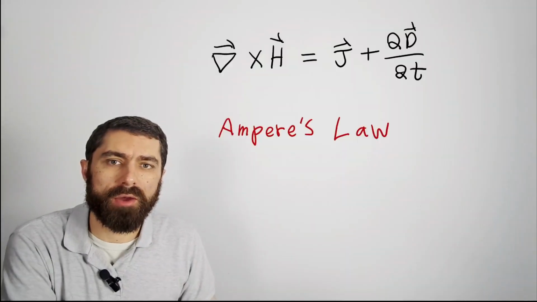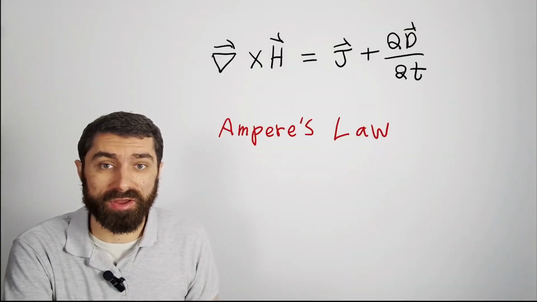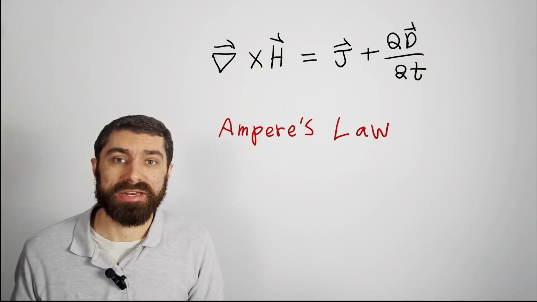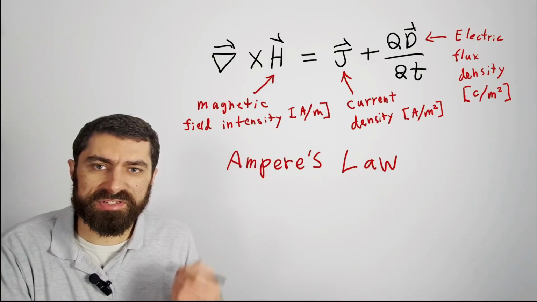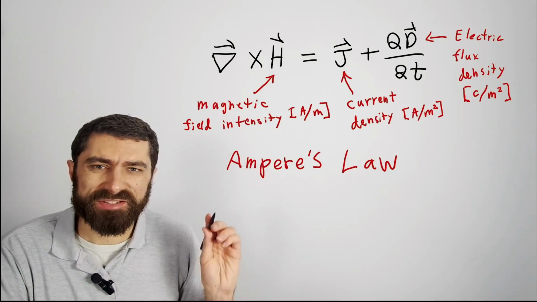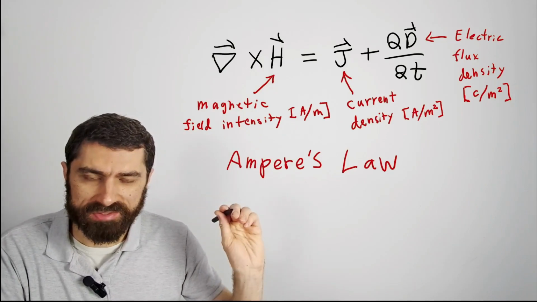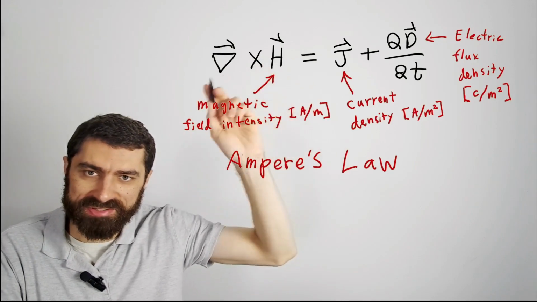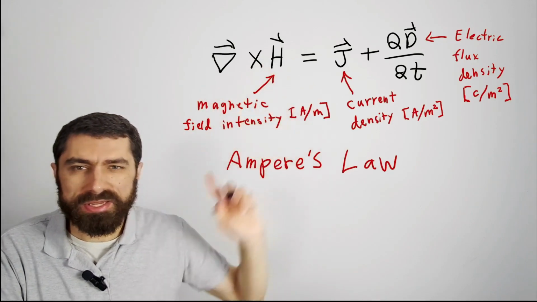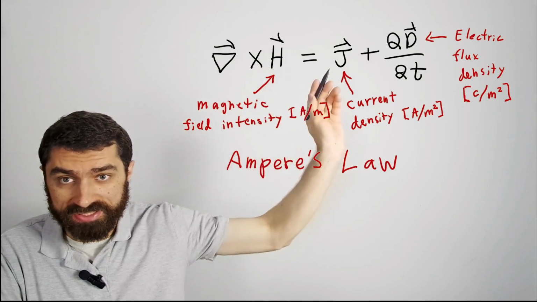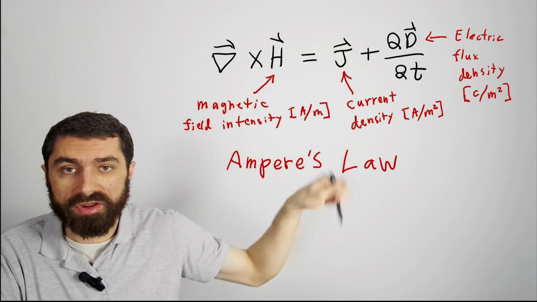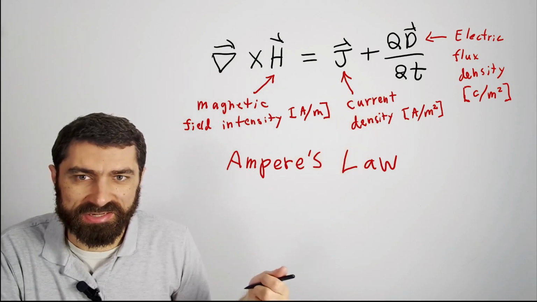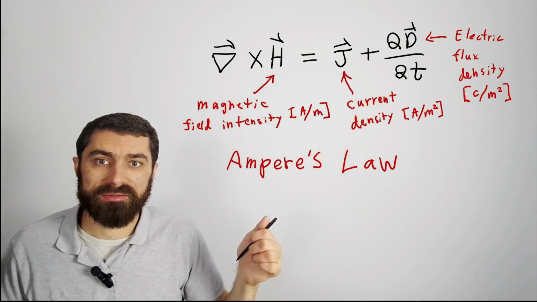In this video, I want to talk about Ampere's law, which is definitely more complex than Gauss's law for magnetic fields. So what this is saying mathematically is that if you pick any point in space and you take the curl of the magnetic field intensity at that point, it will be equal to the current density at that point in amps per meter squared plus the rate of change of the electric flux density at that point.